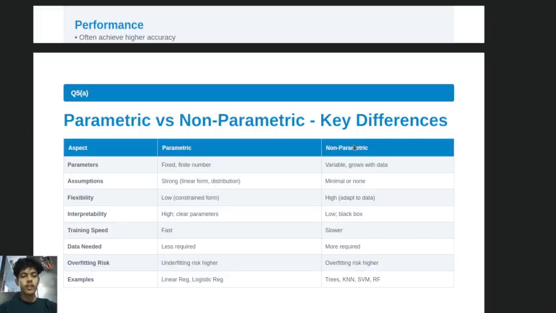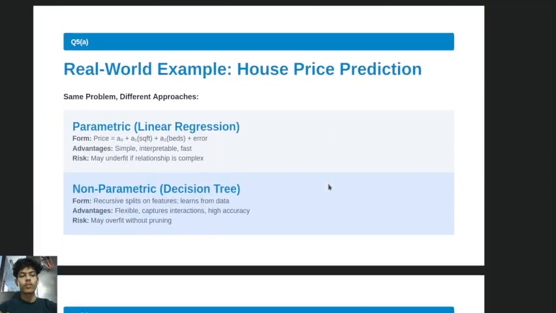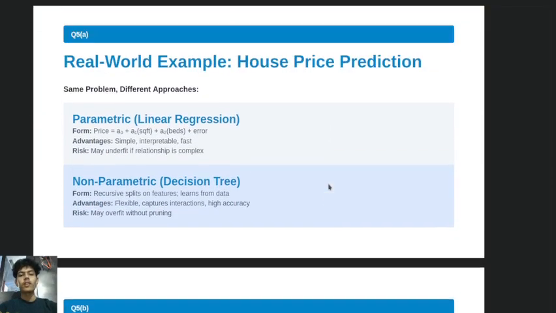Overfitting risk: in parametric, underfitting risk is higher, but in non-parametric overfitting risk is higher. You can see underfitting risk is higher in parametric, and overfitting risk is higher in non-parametric. For example, parametric are linear regression and logistic regression, and non-parametric are trees, k nearest neighbors, and random forest. In the real world we can use it for house price prediction, parametric like linear regression, and non-parametric like decision tree.